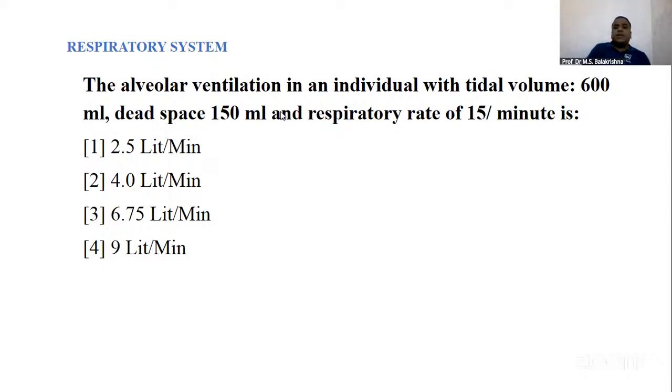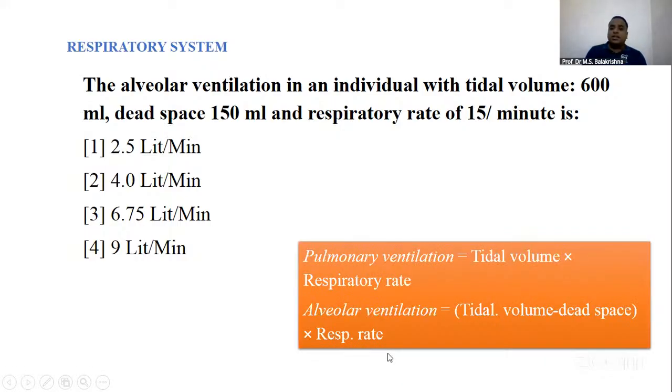The alveolar ventilation in an individual with tidal volume 600, dead space 150, and respiratory rate 15 per minute. So what is the alveolar ventilation? You should know the formula of alveolar ventilation. The formula of pulmonary ventilation is tidal volume into respiratory rate. So here tidal volume is 600, respiratory rate is 15. That is pulmonary ventilation. But the question is alveolar ventilation.